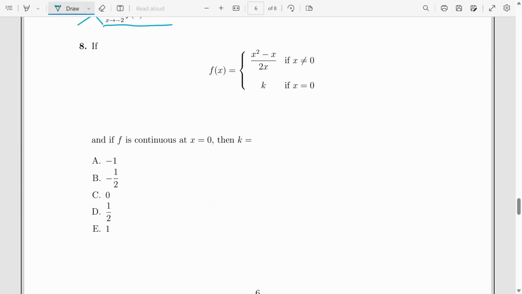Okay, question 8. This is about like the 5th time I've re-recorded this problem. I can't get a good explanation quite down yet, so hopefully this is the one.